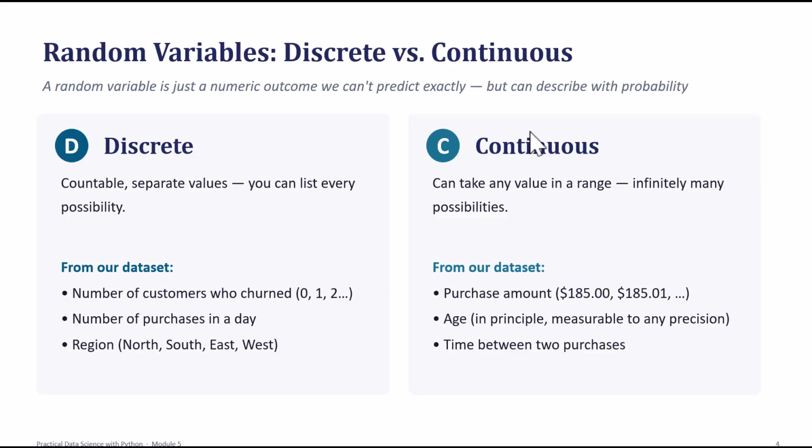They are all discrete. And we also have continuous variables, which can take any value in a range, infinitely many possibilities. For our data set, we have purchase amount in dollars, and age. We also have time between two purchases measured in a time frame. So these are measurable variables, while the others are discrete variables.